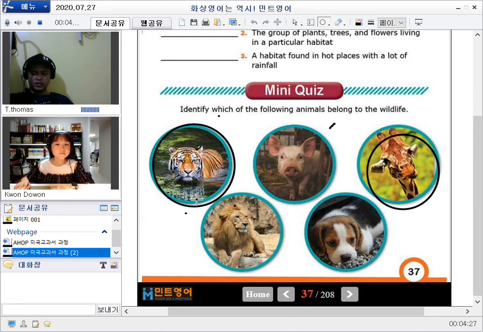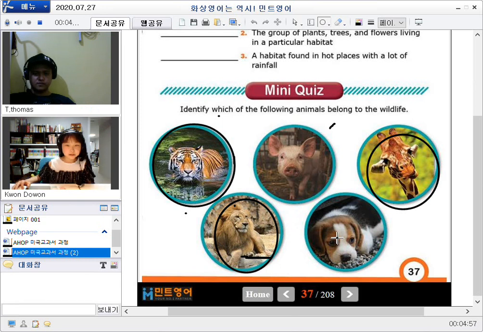And then what about the lion? I think it is not wildlife because this lion is in the zoo. Oh, I see. Yeah, but it can also be wildlife if it's not in the zoo. Yes. Okay. Because a lion is a wildlife animal, not a zoo animal. All right. What about dogs? It is not a wildlife animal.